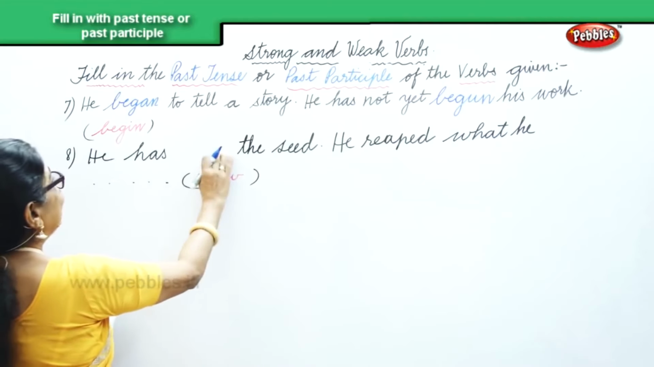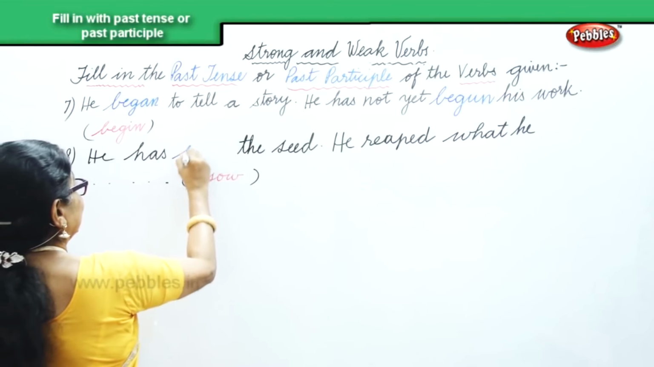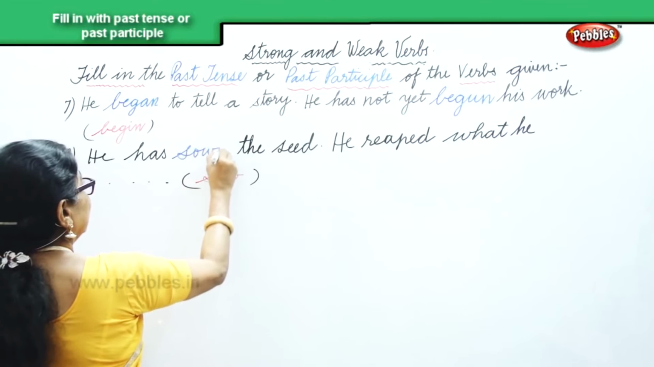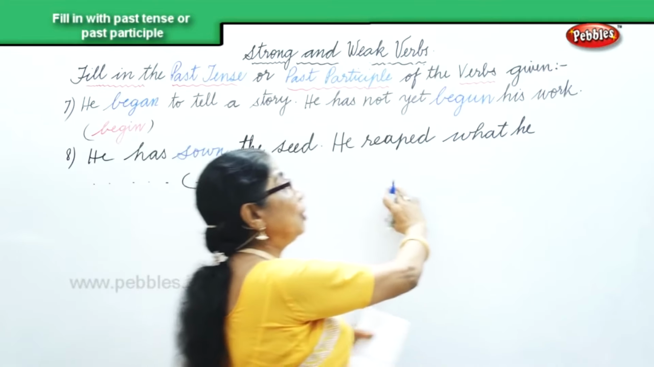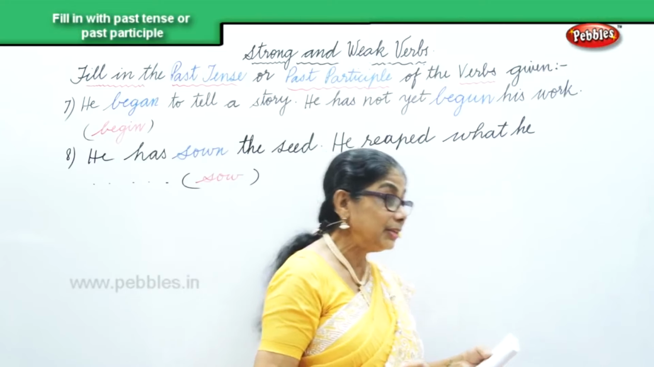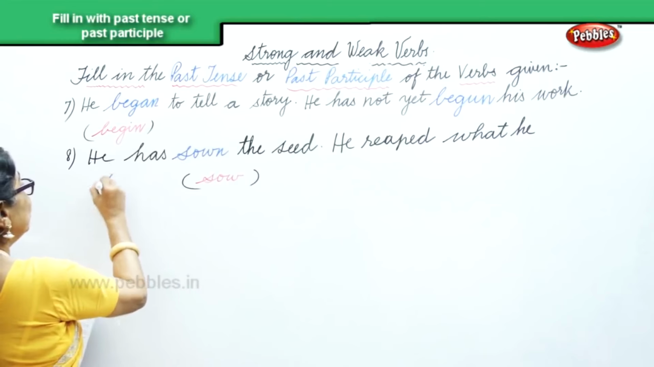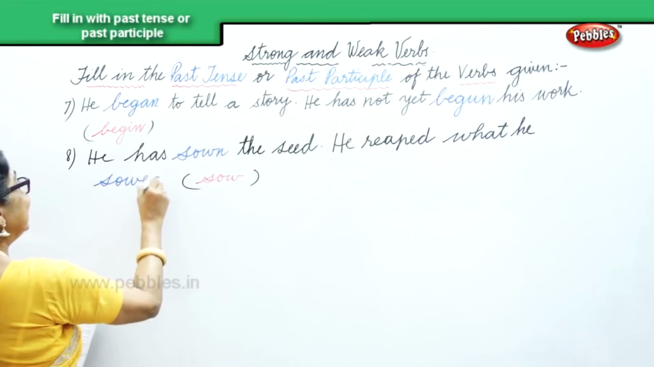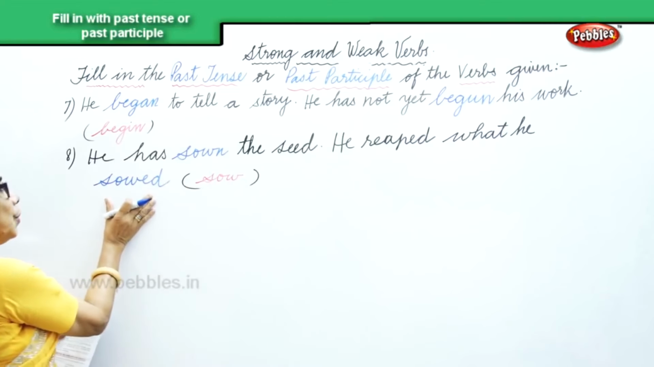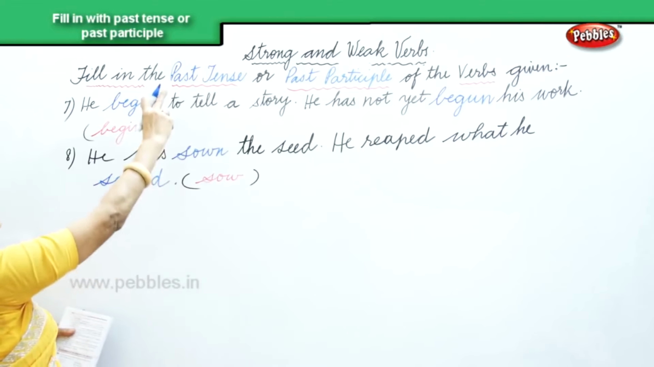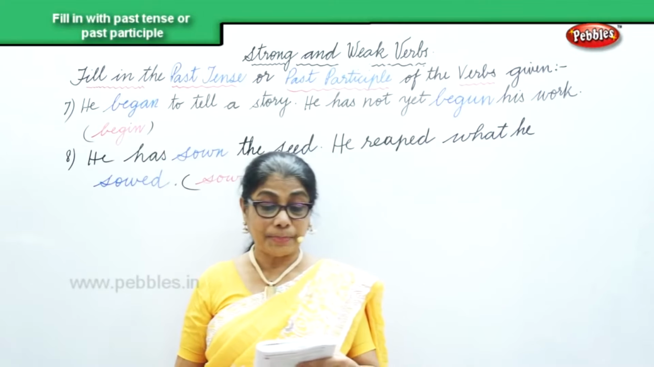So, first we begin with the past participle. He has sown the seed. That's the past participle. He reaped what he sowed. That is the past tense. Sow, present; sowed, past tense; sown, that is the past participle.